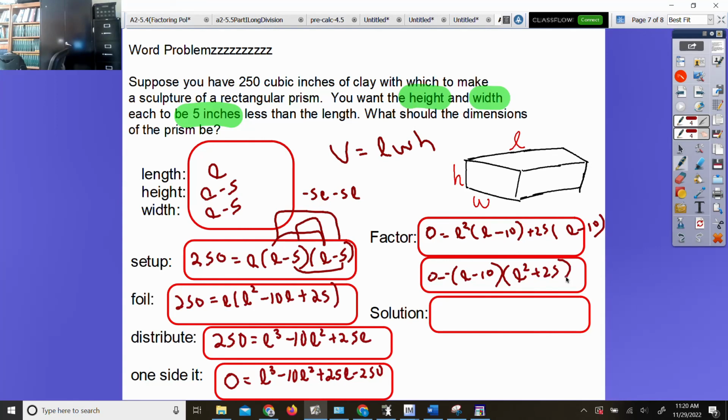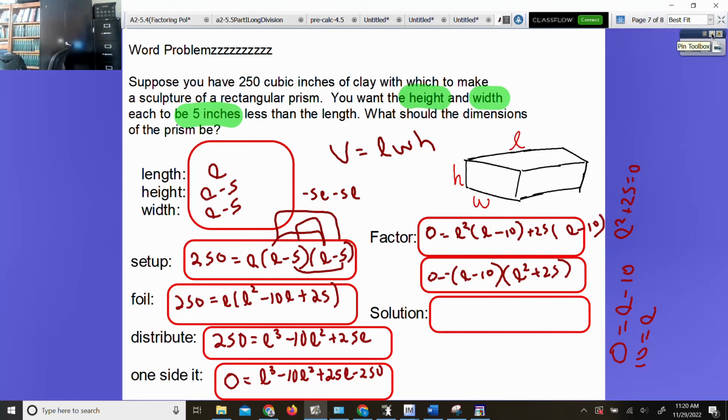Now, talk about solutions. There are 2 factors there. They both have to be set equal to what? 0. So 0 is L minus 10. If 0 is L minus 10, what's the L value? 10 is L. The other one is L squared plus 25 being equal to 0. You'll subtract your 25. You get plus or minus 5i. Which one of those is going to work?